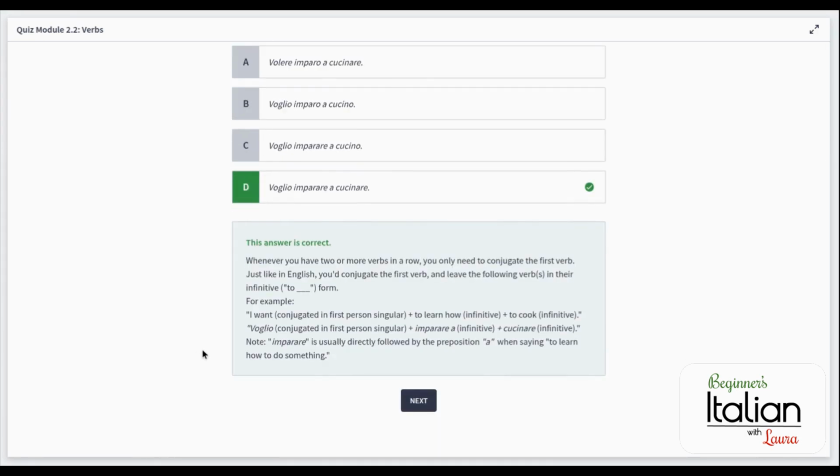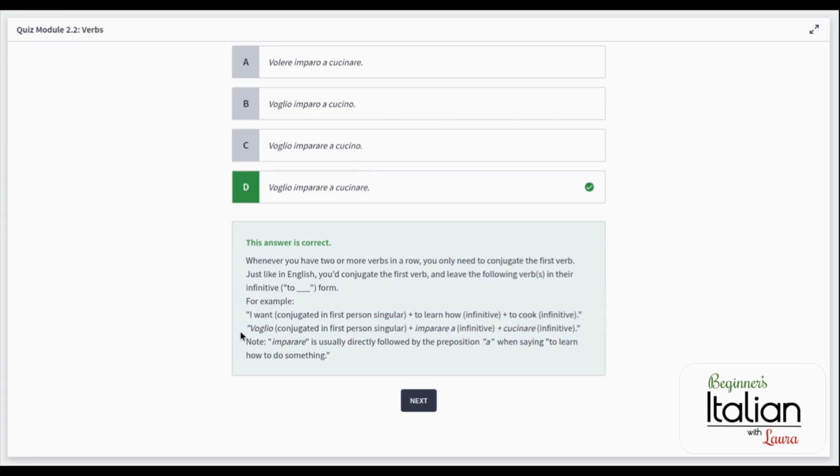Okay, so letter D was the correct answer. Whenever you have two or more verbs in a row, you only need to conjugate the first verb. Just like in English, you'd conjugate the first verb and leave the following verb or verbs in their infinitive or to form. For example, I want, conjugated in the first person singular, plus to learn how in the infinitive, plus to cook in the infinitive.